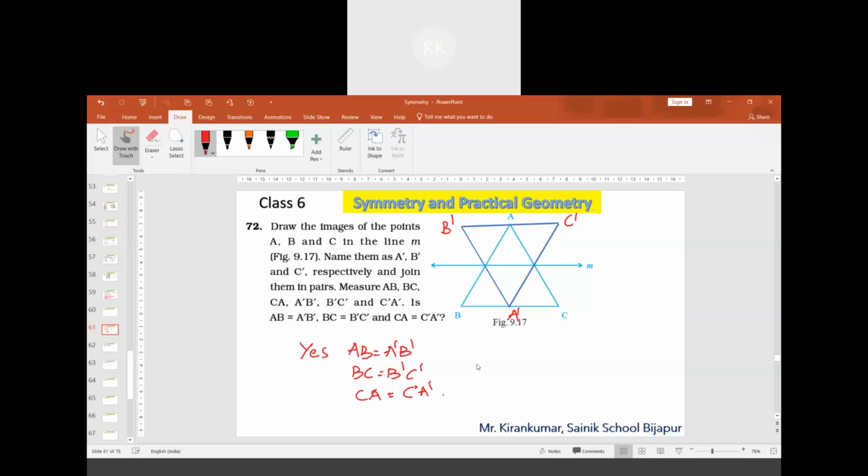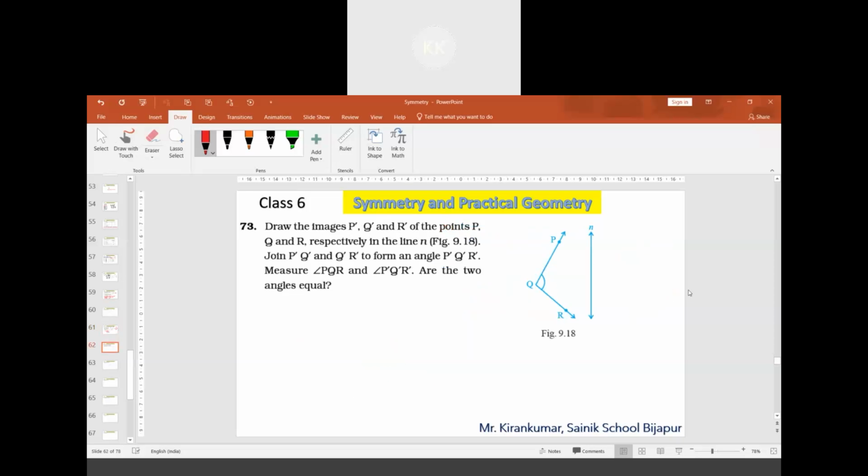Sir, A dash B dash means what, sir? It's only the name here. When we are representing a line segment, we usually represent it with two letters, say PQ. I can represent some other line segment with P dash Q dash. It's only the name. This is a way of representing a line segment, not to worry about that.